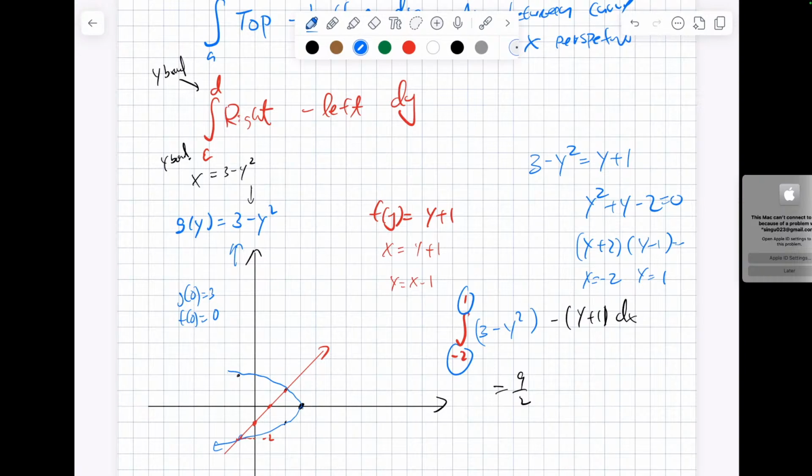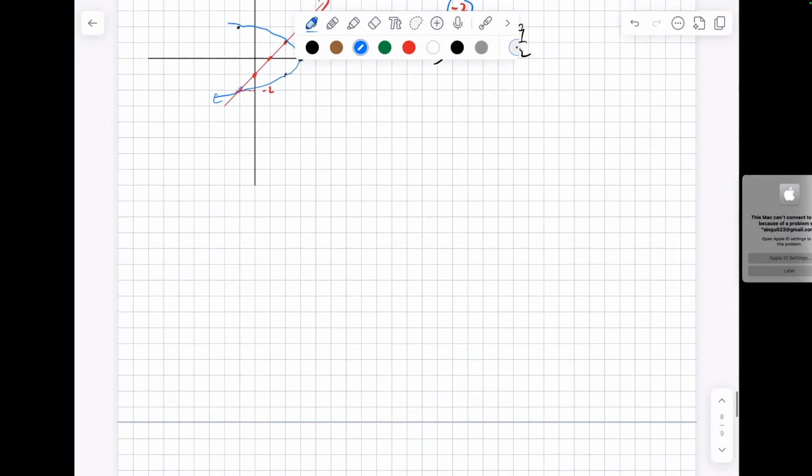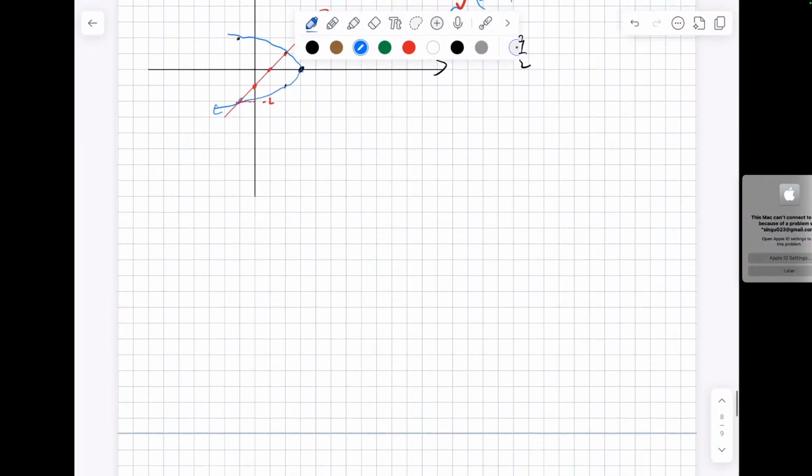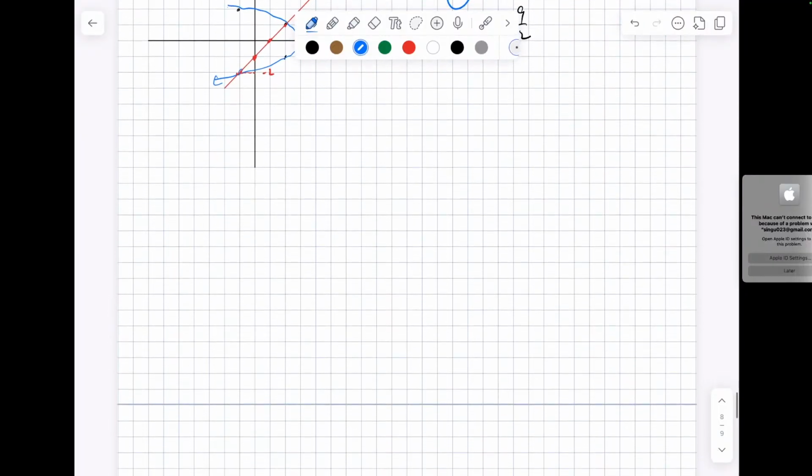Okay, so now this is the area between the curves. We're going to talk about volume now for the first time. So what's the value? 9/2. They are the same graph actually.